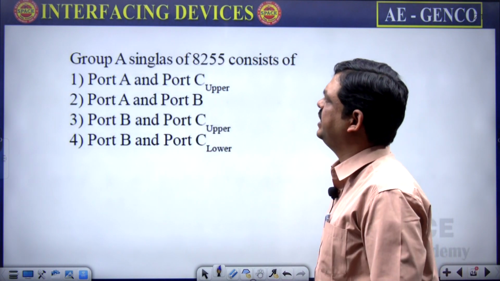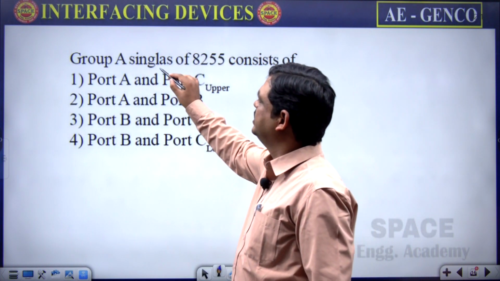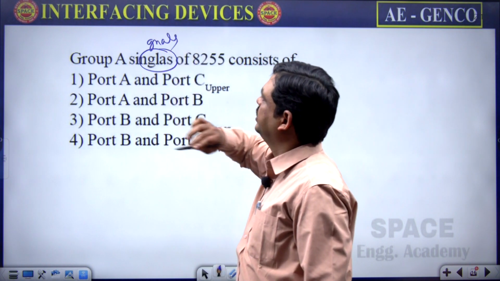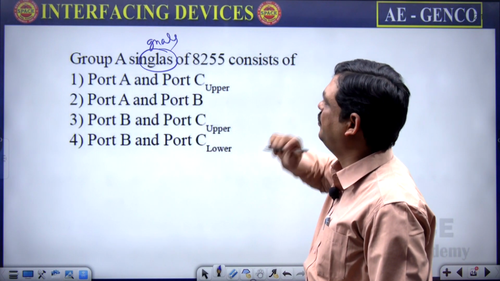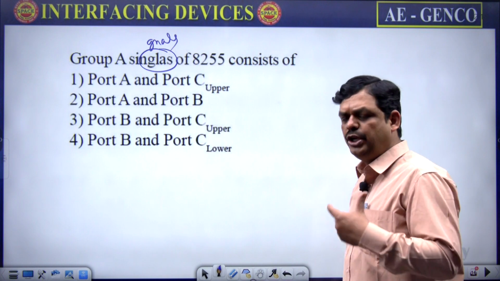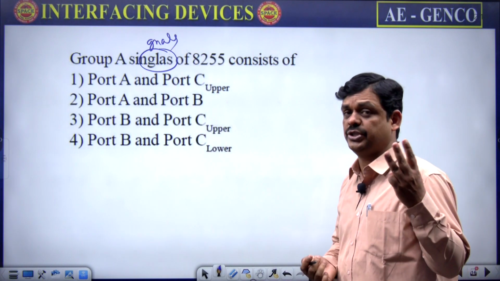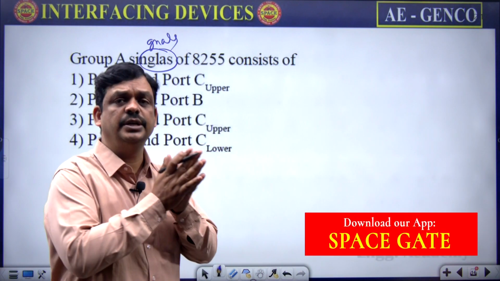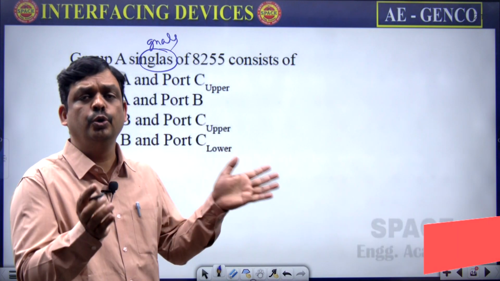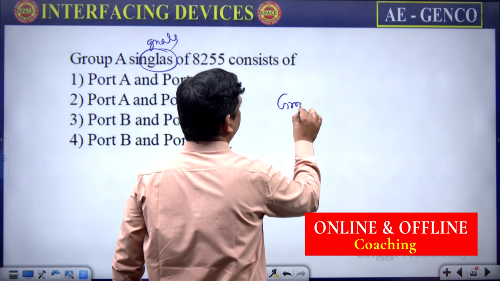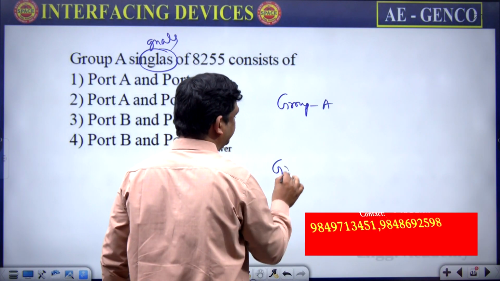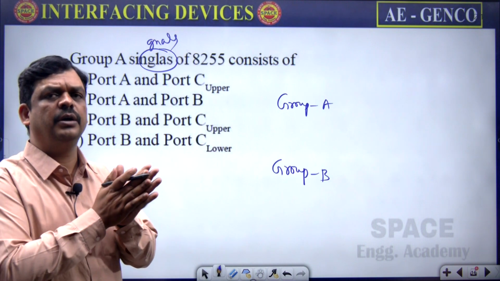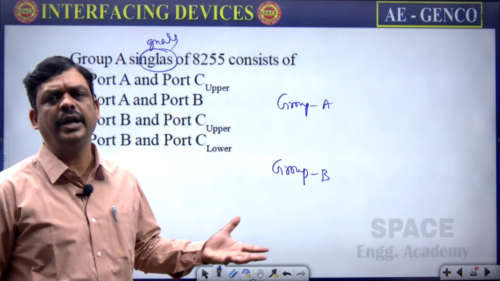Another question from interfacing devices: group A signals of the 8255 consist of what? See, the 8255 consists of three ports: port A, port B, port C. According to the internal operation, these ports are divided into two groups. One group is called group A and another is called group B. So the complete IO lines are divided into two groups, group A and group B.